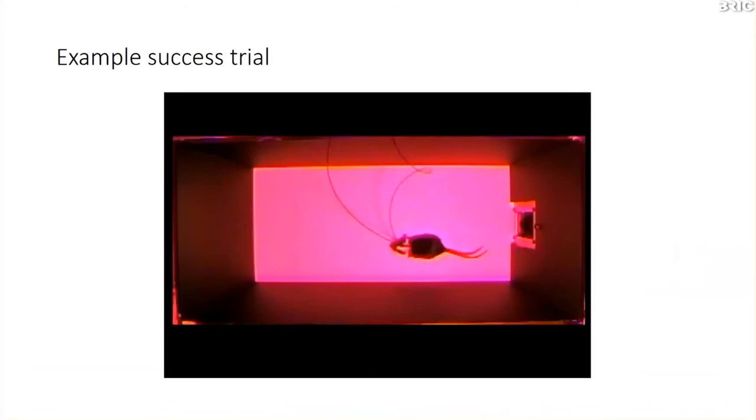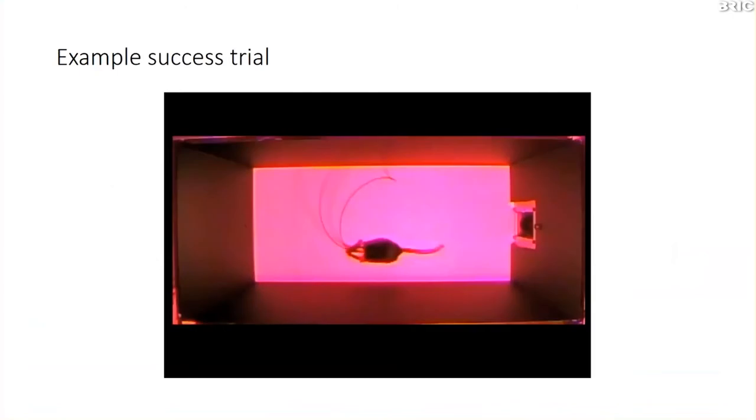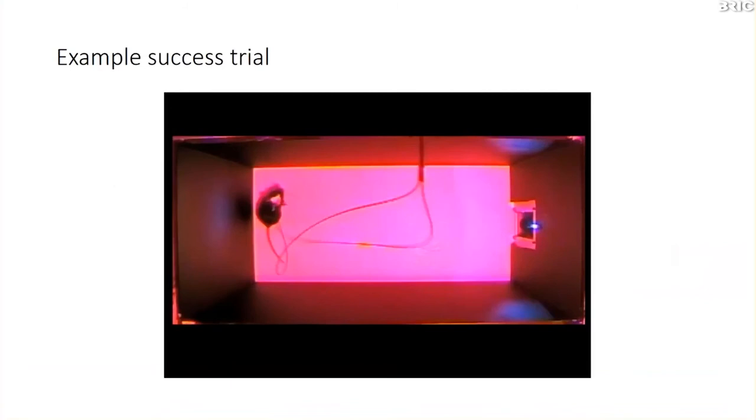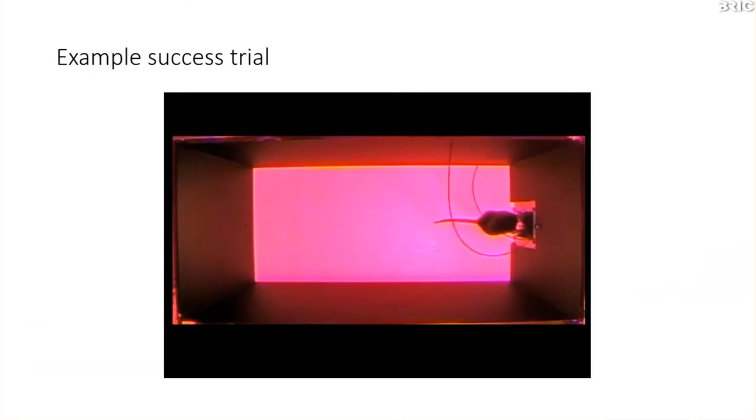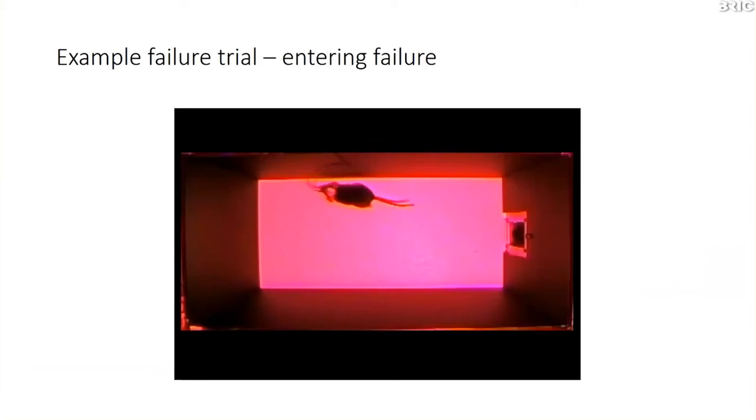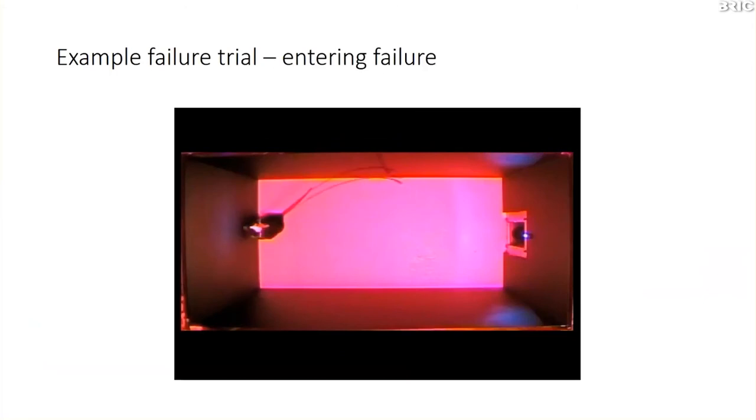So this is an example of a success trial, and I will show you the video. The mouse first enters this trigger zone that's opposite from the receptacle, stays there for 3 seconds, the LED turns on, the mouse enters this receptacle zone, stays there for 3 seconds, and gets the reward. This is an example of one type of failure trial, which I will call entering failure. The mouse first enters the trigger zone, stays there for 3 seconds, and the LED turns on. The animal does not enter this receptacle zone within 5 seconds. That terminates the trial.